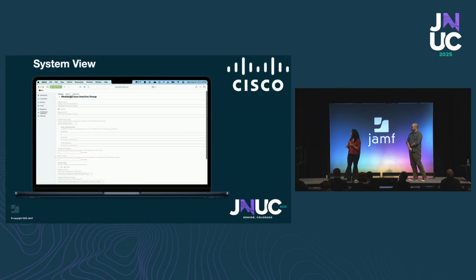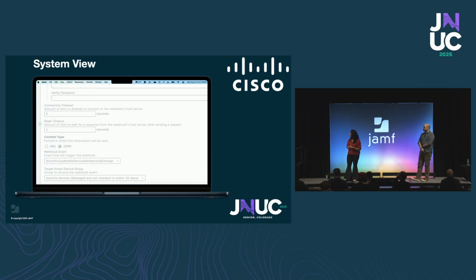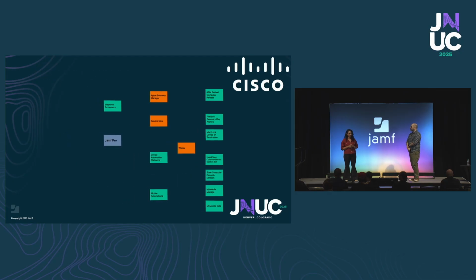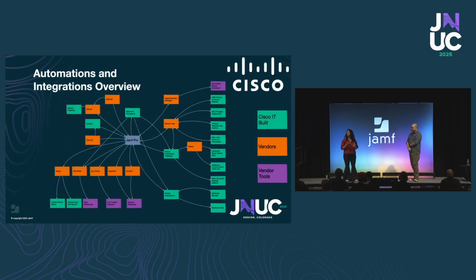We're looking a bit more into the console view of what it looks like with the inactive webhook, and if you can zoom in to the actual webhook event, you can see that this is the smart group mobile device membership change that I mentioned previously, which is the event trigger, and the smart device group that I mentioned before as well, which has just two criteria: managed and not checked in within 30 days. Perfect. So now we've looked at the 3 stages, and we're back to automations, to the hub.